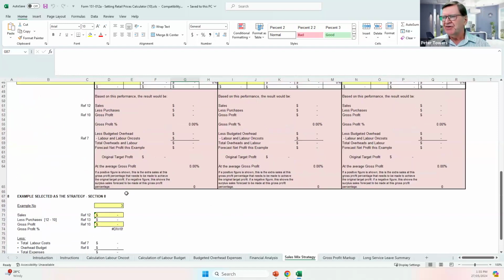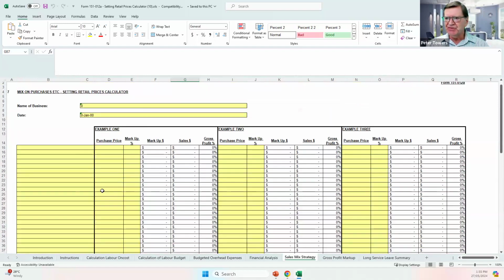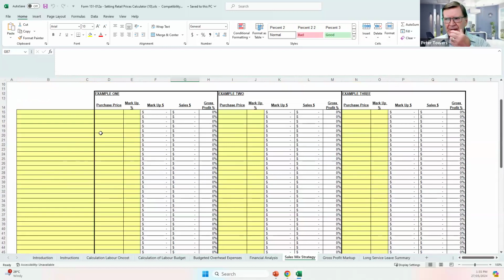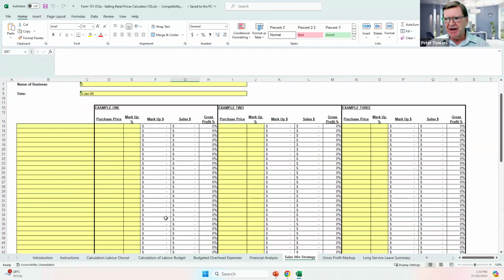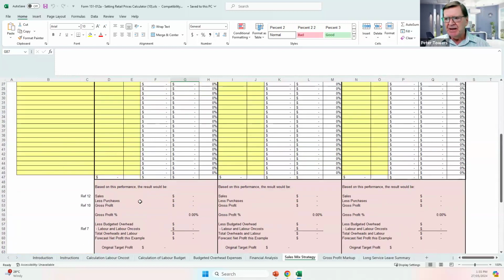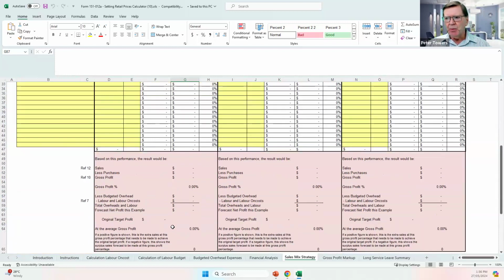Then we have the sales mix calculation. So these are some worksheets whereby you're able to do some what-if type calculations with your client. You go through and list the main products they sell, how much they think they're going to pay for them in the year, what they're proposing to mark up, and what the markup would be. And they go through and work that out. And down the bottom, it will show you whether they've achieved the targeted profit target.